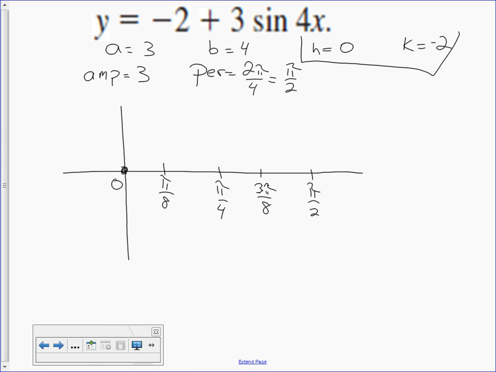There you go. So, in this case, we always start by graphing our parent function. It's a sine graph. The parent function for sine always starts at the origin. It goes to the amplitude.